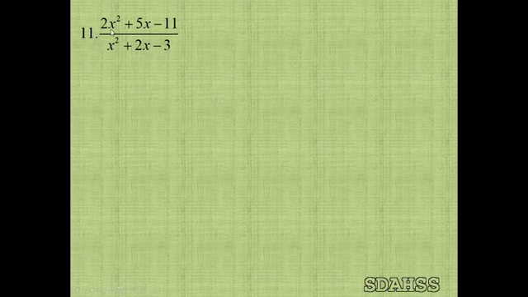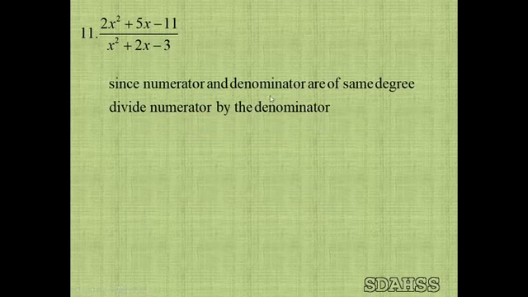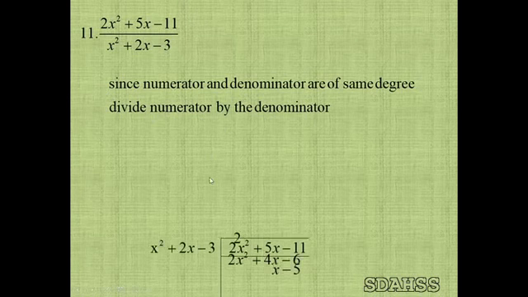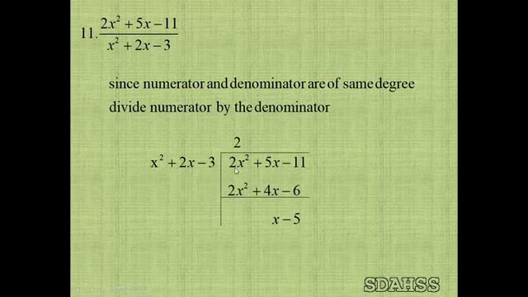Eleventh sum, 2x square plus 5x minus 11 divided by x square plus 2x minus 3. Since numerator and denominator are of the same degree, divide the numerator by the denominator. Here the numerator is 2x square plus 5x minus 11 and the denominator is x square plus 2x minus 3.